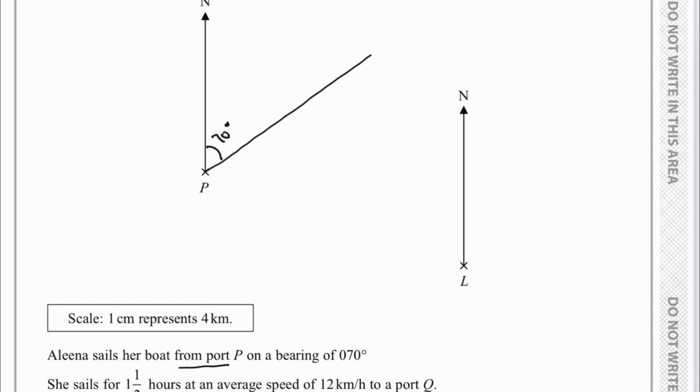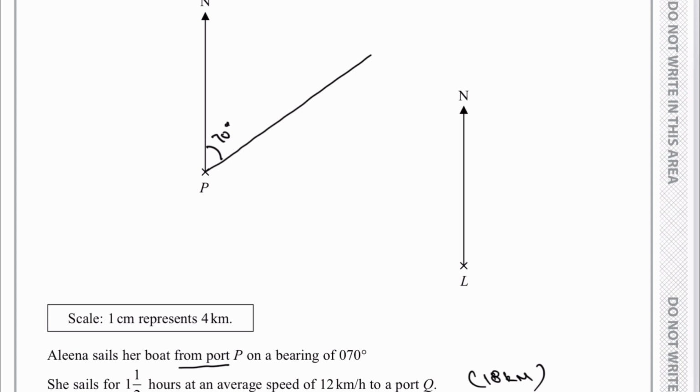So 1.5 hours at an average speed of 12 kilometers per hour is going to be 18 kilometers. Because one hour will be 12, and then half an hour will be 6 kilometers, so 12 plus 6 is going to be 18 kilometers in total.